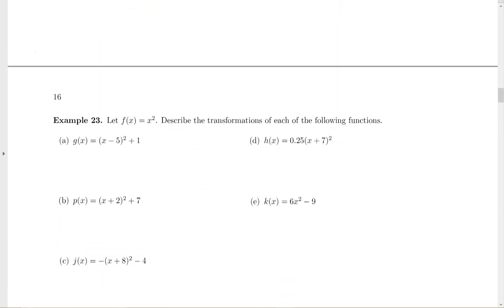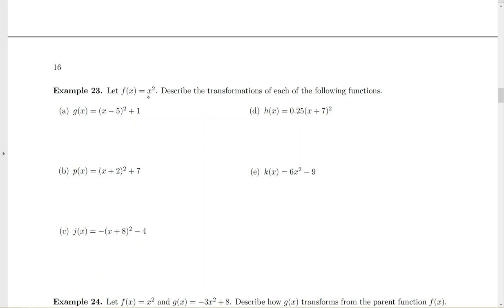So in doing that, we're going to start with our parent function of x squared and then describe the transformation. So the first thing we look at is something going on inside the parent function? In this case, yes, inside the square is the minus 5. Remember, if we subtract 5 inside the function, that's going to shift right 5 units.